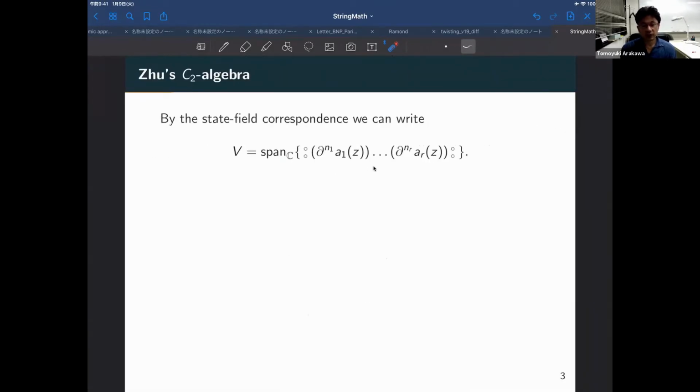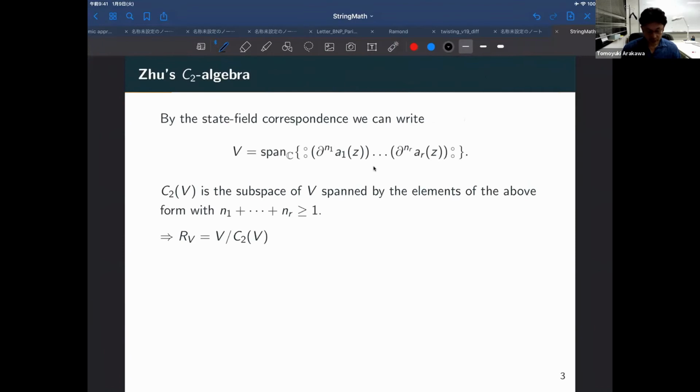So we can identify a vertex operator algebra with its image by the state-field correspondence. So you can think of V as a span of the fields of this form, where these are generating fields. So you take descendants and consider normally ordered products. And for the C2 algebra, we consider the quotient of V by the subspace spanned by the elements of this form which contain at least one derivative. So by considering this kind of quotient, we forget all the descendants.